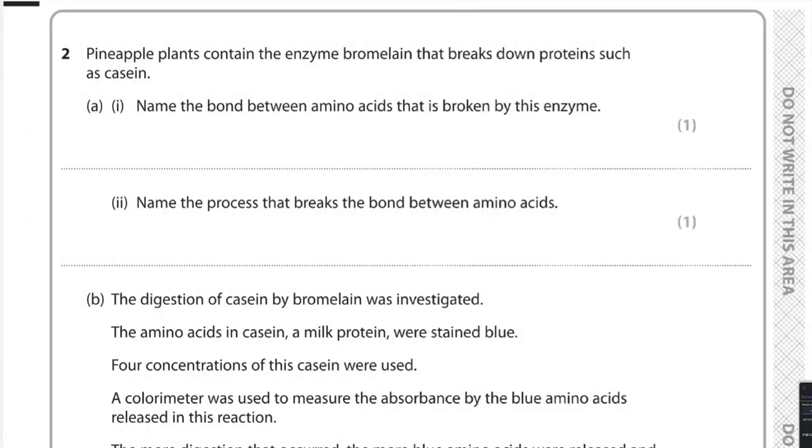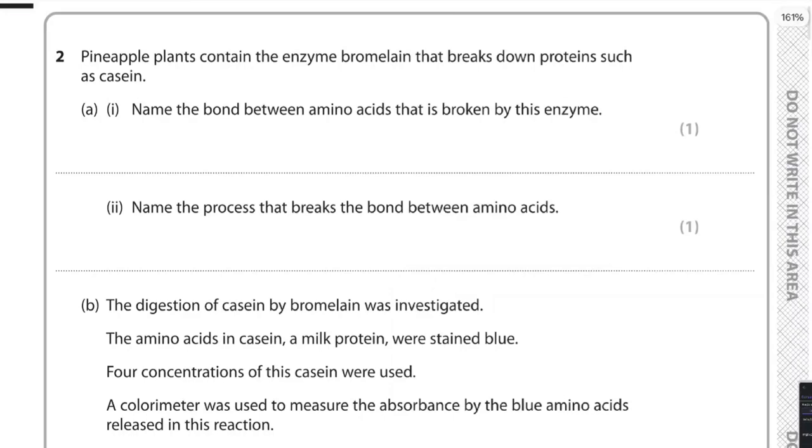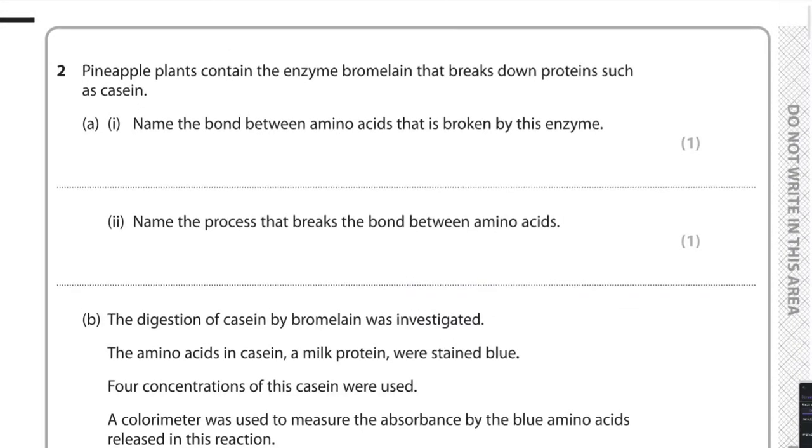Hi guys, I've collected these two questions from the years October 2021 and October 2022 for Unit 3. These two questions are mainly concerning the rate of reaction and specifically the initial rate of reaction concept and calculation. First of all, in this question, it's talking about an enzyme called bromelain that breaks down proteins such as casein.